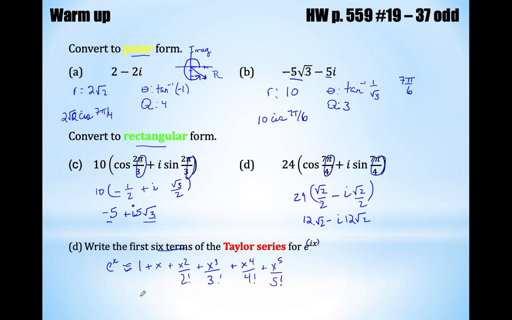So that's e to the x. How do I get e to the ix? Right, that's just a composition. So e to the ix just means replacing every x with ix. So that's 1 plus ix plus ix squared plus ix cubed.